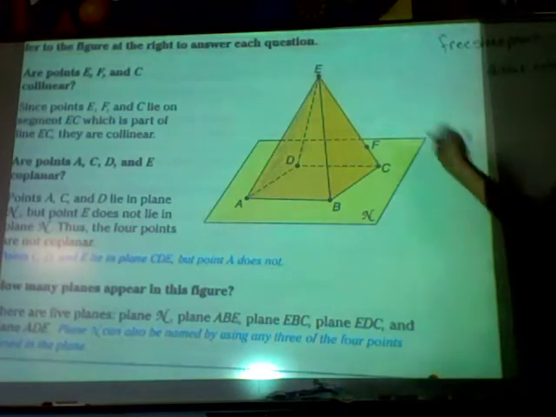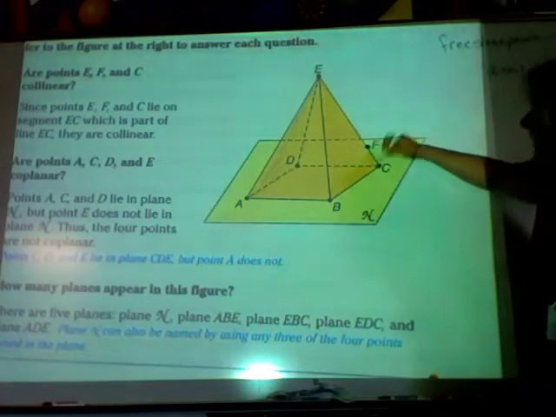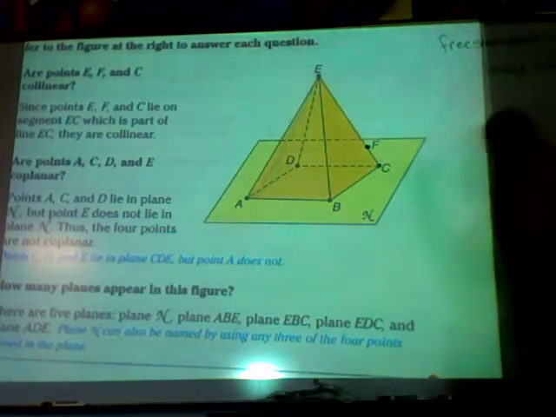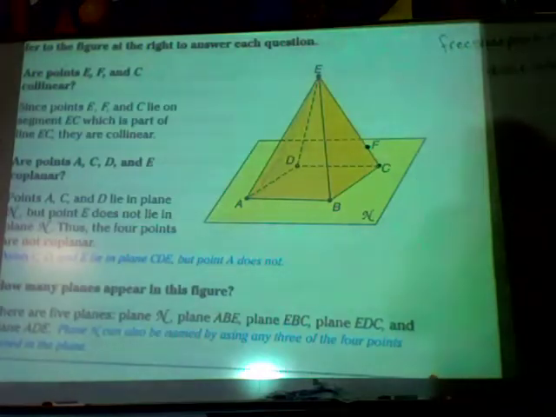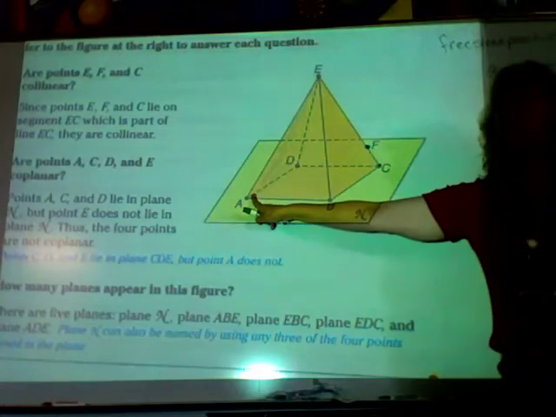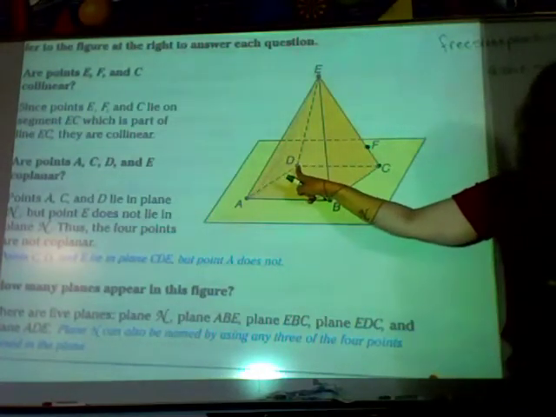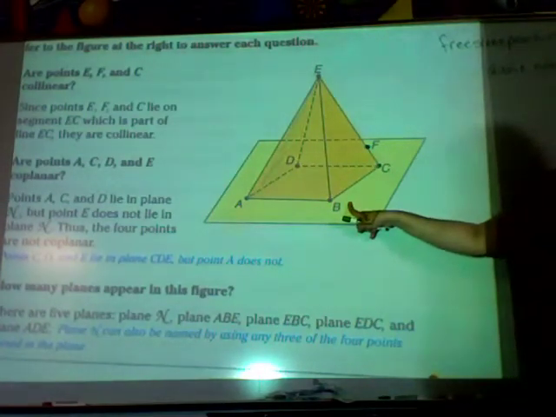All right, so your first question on your paper says, name a point that is not collinear to F and C. So here's F and C. Let's start with a point that is collinear to F and C. What point is collinear? E. These are all on the same line, right? So then name a point that is not collinear. Give me one point. A is one. D is another. And B is the other one, right?